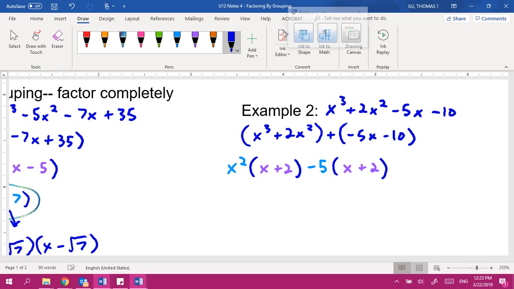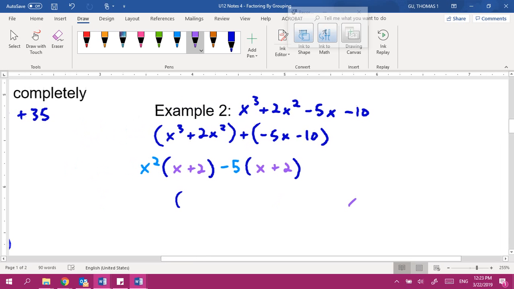Yeah, so be careful, because look, negative 10 divided by negative 5 is positive 2. If it was minus 2, then you'd have an issue, because the parentheses would not be the same. So what is next? x plus 2 times x squared minus 5.